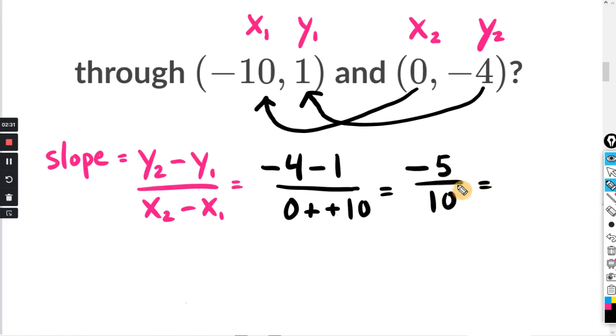Okay, I'm reducing this fraction. Negative 5 divided by 5 is negative 1. 10 divided by 5 is 2. So that is the final answer.